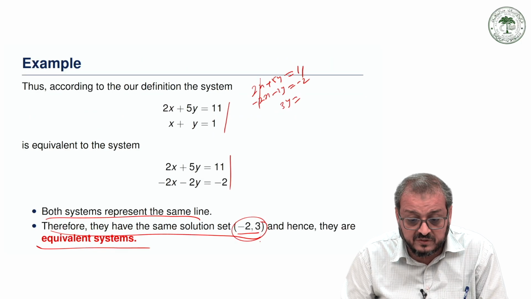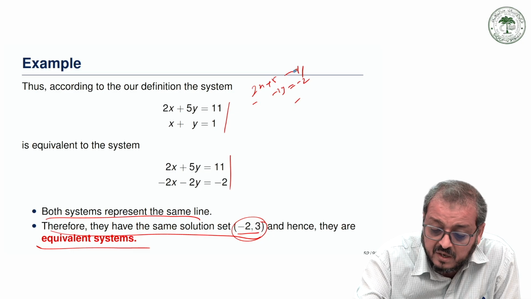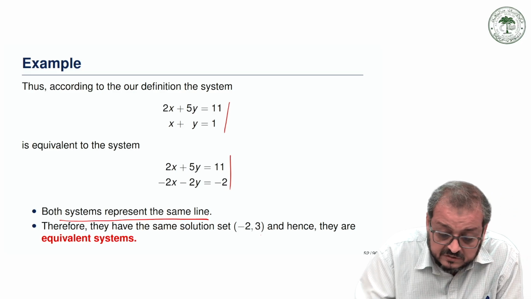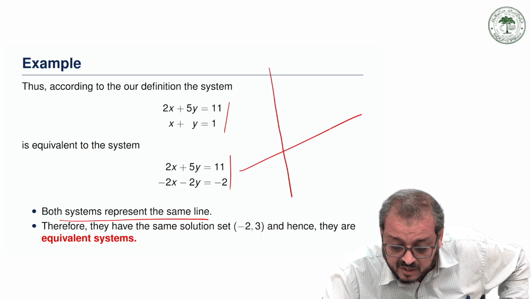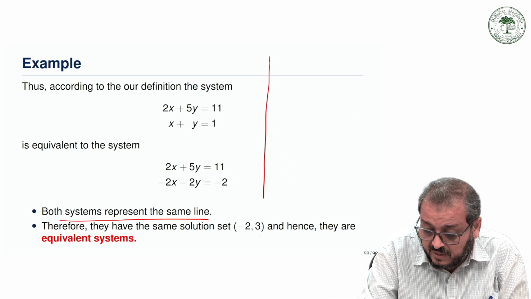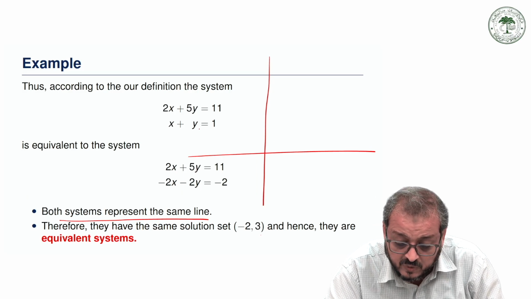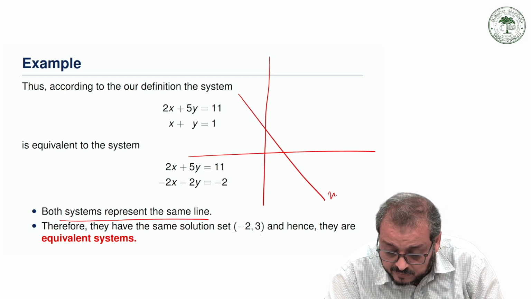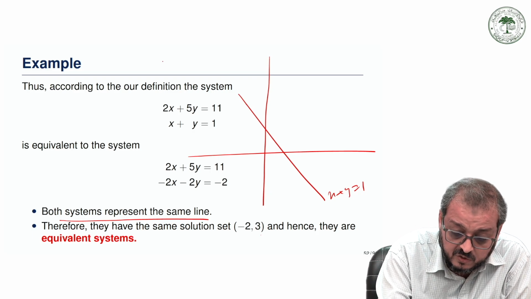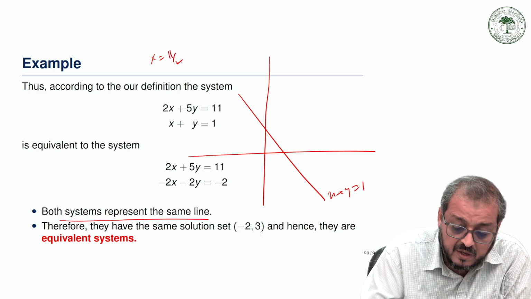Okay, now geometrically we can represent this system of equations, because both systems represent the same line. Geometrically, we can explain it this way. We have one line, x plus y is equal to 1. Now if y is equal to 0, then x is equal to 11 by 2. So x is equal to 11 by 2.